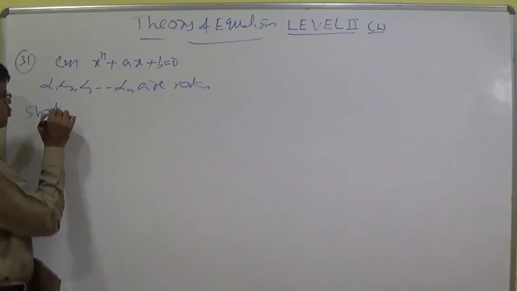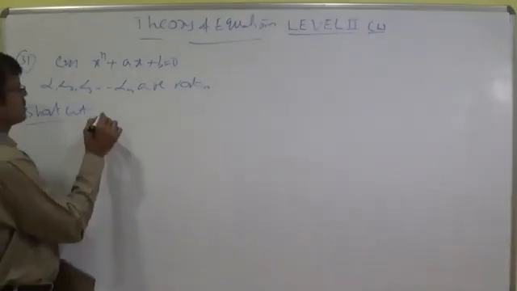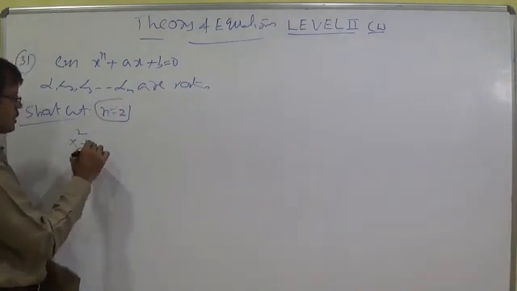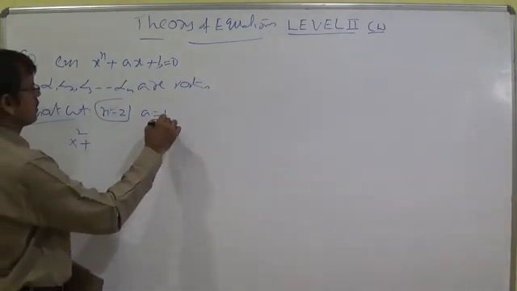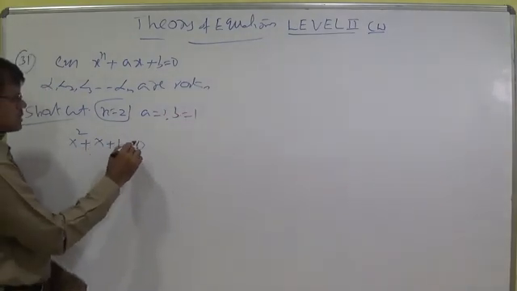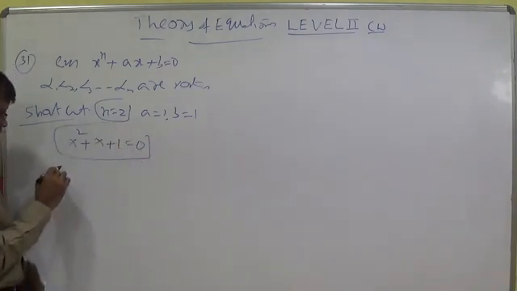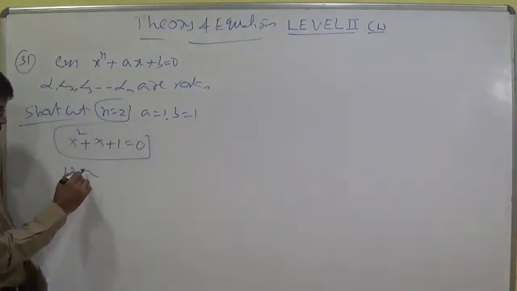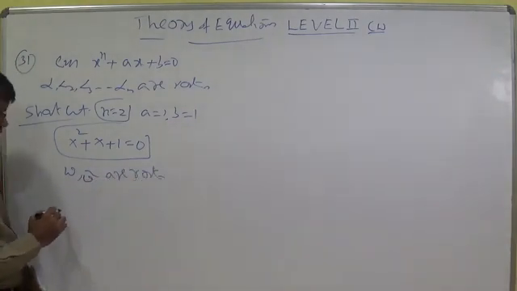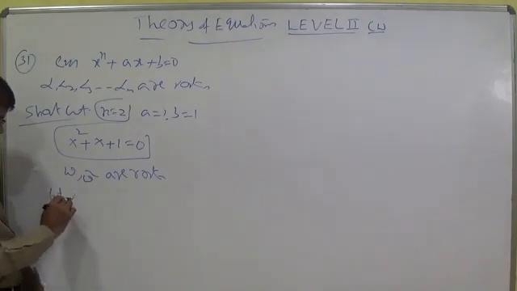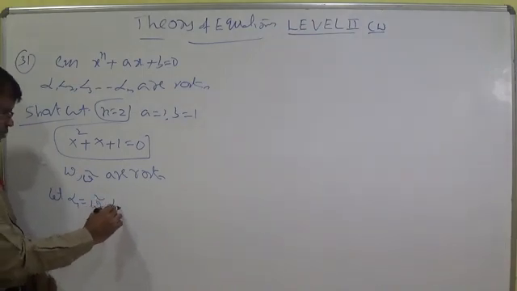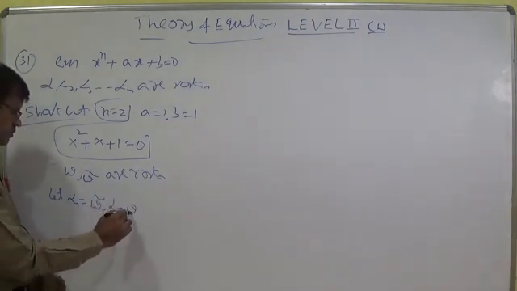We can use two methods. One method is the shortcut: put n is equal to 2. So the quadratic equation has a is equal to 1, b is equal to 1, so the equation is x square plus x plus 1 is equal to 0. Here you can write omega and omega square are the roots. Let us consider alpha 1 is equal to omega square and alpha 2 is equal to omega.